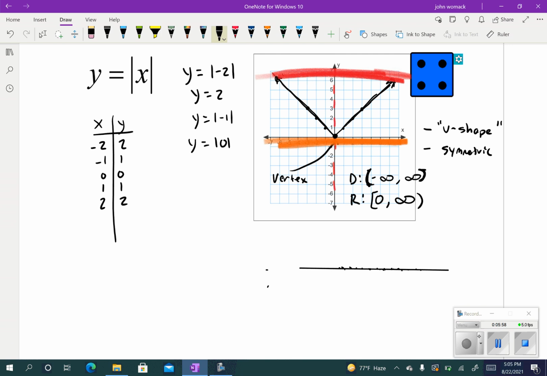Domain is left and right. So start from the left side and go to the right side. And how much of the x-axis does the graph cover? For the range, you go from the bottom up. Again, how much of it does it cover?